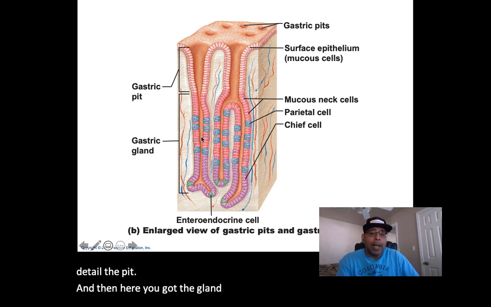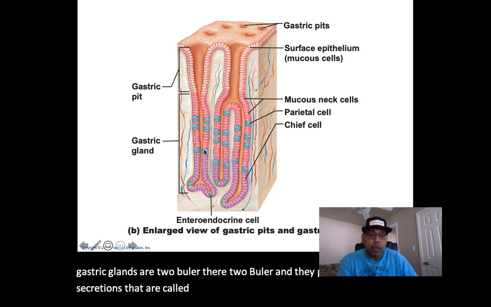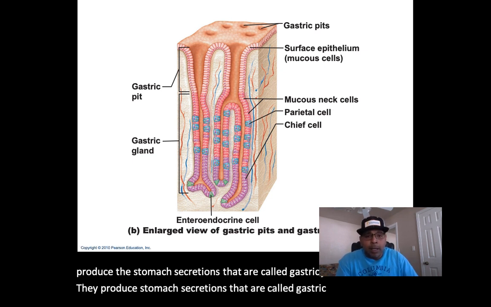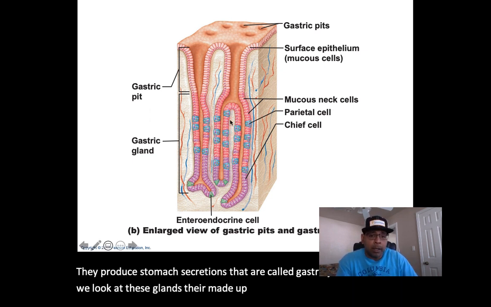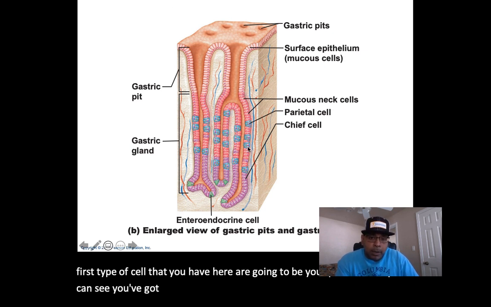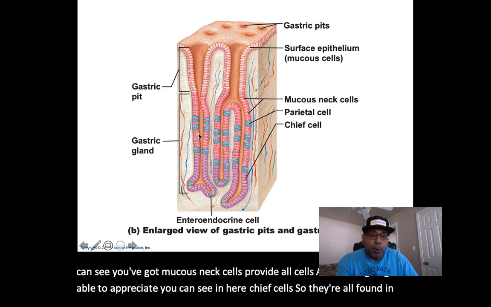The gastric glands are tubular, and they produce the stomach secretions that are called gastric juice. Now, when we look at these glands, they're made up of various types of cells. The first type of cell that you have here are going to be your parietal cells. You can see you've got mucous neck cells, parietal cells, and we're also going to be able to appreciate chief cells. So they're all found in different areas you're responsible for knowing about as well.